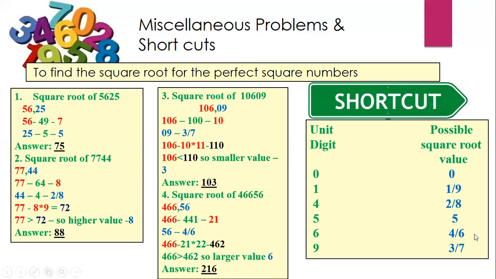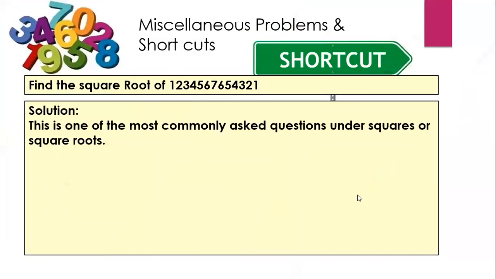This table you need to know. And commonly asked square root problems are very simple. Find the square root of 1234567654321. The actual time you require is just 5 seconds, not even 5 seconds, if you know the logic behind this. Let's find out the pattern. 1 square is 1. 11 square is 121. 111 square gives you 12321. I think we have found the pattern.